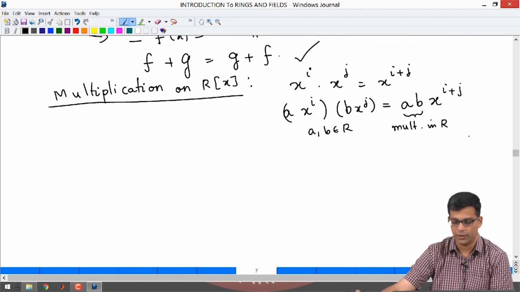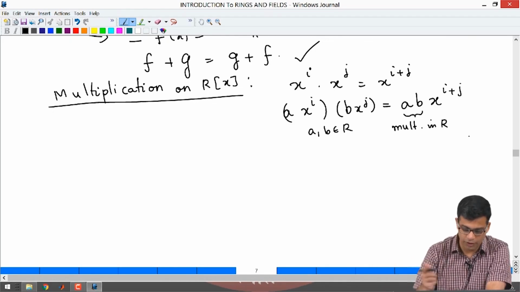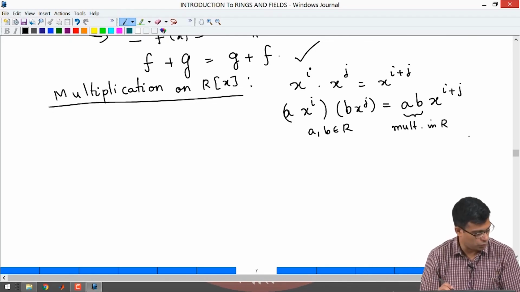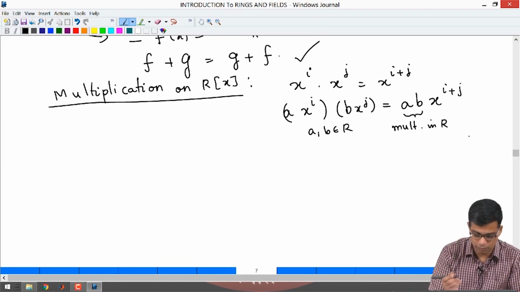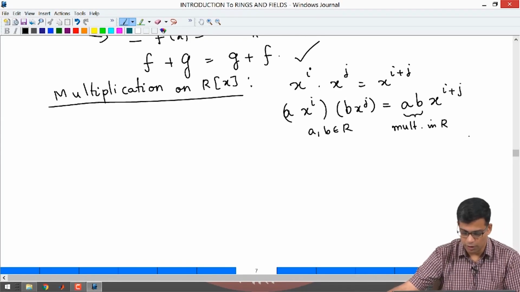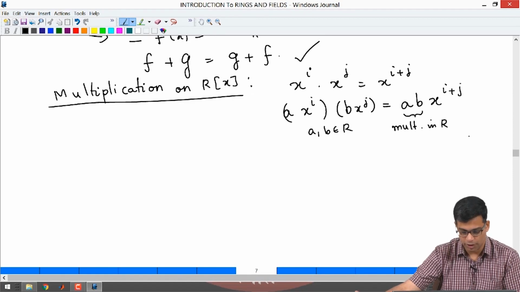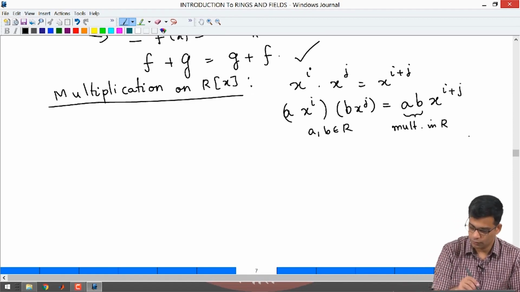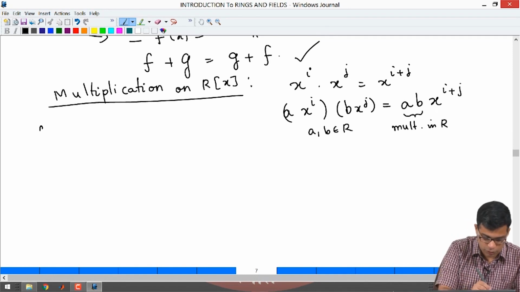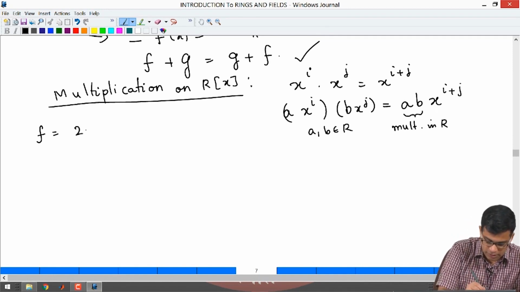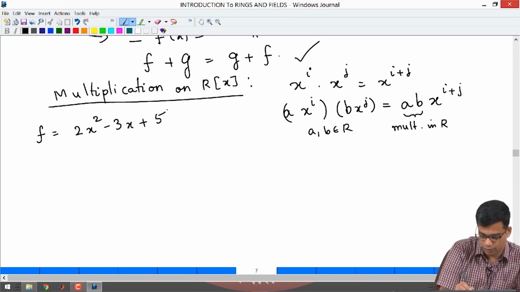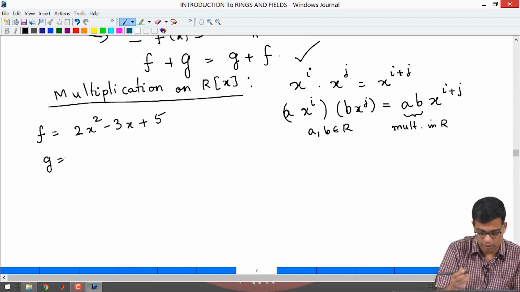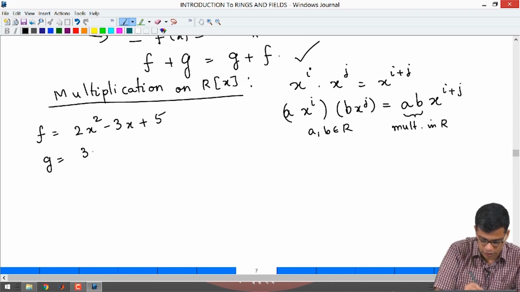Now that we know how to multiply single monomials, we can simply generalize this to define multiplication of any polynomials. So, I will write an example first and that will tell you how to multiply, and then I will write the formal expression for multiplication. So, again very simple example. So, let us say f is 2x^2 minus 3x plus 5. I am just taking arbitrary polynomials, and g is 3x^3 minus 3, let us say.